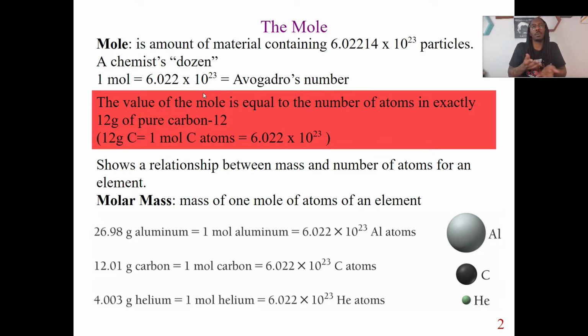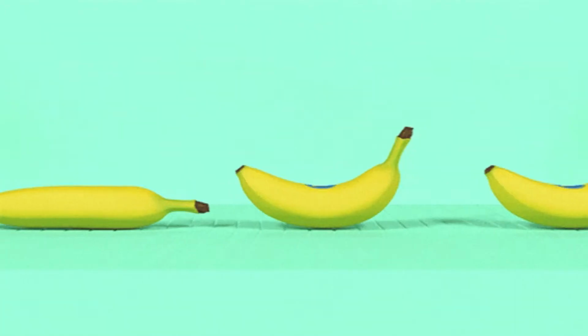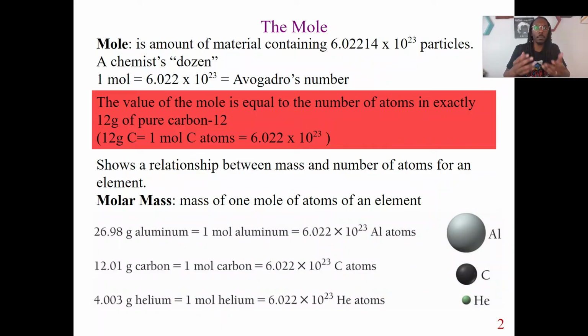And in this case, it could be really anything. If I'm talking about 1 mole of basketballs, that means I have 6.022 times 10 to the 23 basketballs. If I've got 1 mole of bananas, I've got a whole bunch of bananas. A mole is a lot. It's this huge, big number.